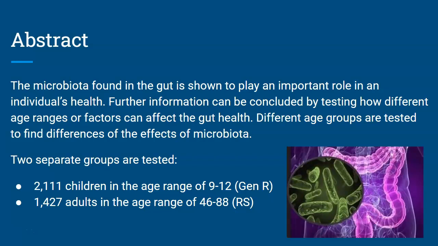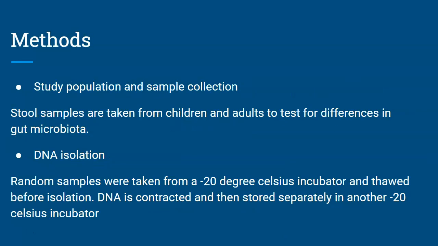2,111 children in the age range of 9 to 12, which is labeled Gen R, and 1,427 adults in the age range of 46 to 88, which is labeled RS. Some methods that are used are study population and sample collection. Stool samples are taken from children and adults to test for differences in gut microbiota.